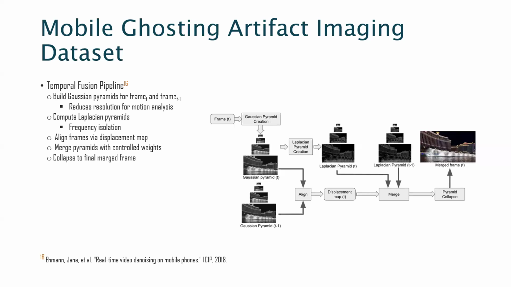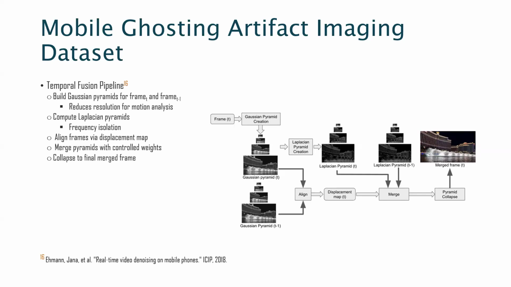we developed it using the Heman ICIP paper. We use that sort of pipeline in which they have proposed a real-time video denoising for mobile phones, and we built our own pipeline on the basis of that structure. It was a cornerstone in which we used two frames, frame T and frame T minus 1, and we use generated Gaussian pyramids for the multi-scalability to reduce the resolution of motion analysis, and on that basis we generate the Laplacian pyramids. The usage of Laplacian is to isolate frequency.